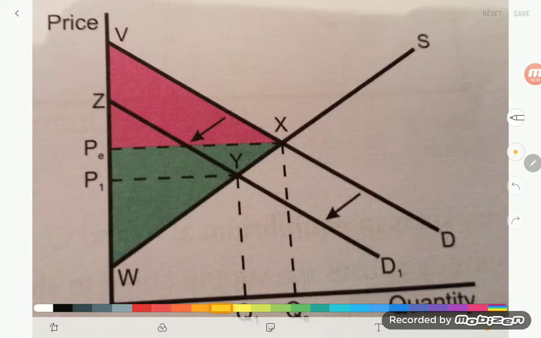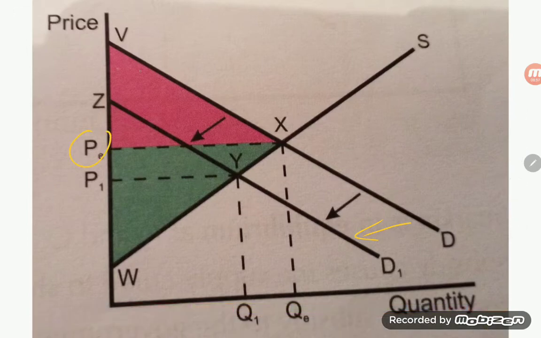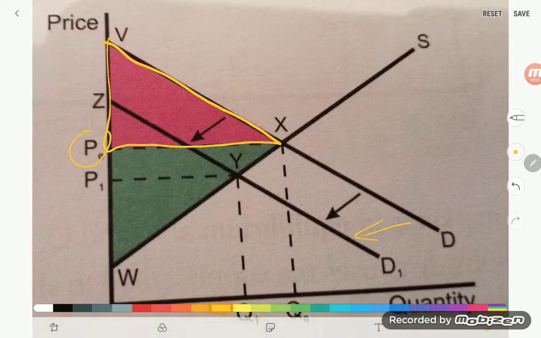Okay, so let's see what happens now when the demand curve shifts to the left. Let's say there's a fall in income and consumers demand less of the given product. Originally, demand shifted straight away to there. The original consumer surplus, however, was at PE. So that was our original consumer surplus.